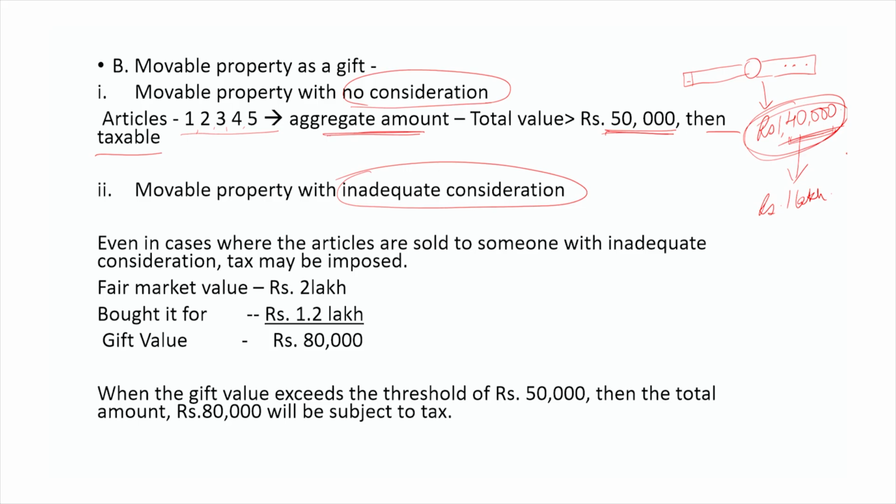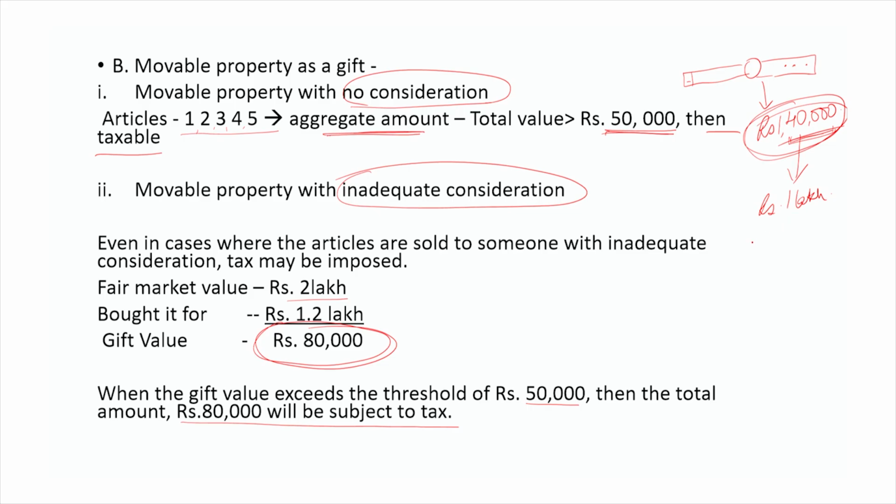So even in cases where articles are sold to someone with inadequate consideration, tax may be imposed. So for that, we find out the fair market value. Let's say, for example, the fair market value of a particular article is 2 lakh rupees. Then we check how much you actually paid for it, right? So let's say you have paid 1.2 lakh for it. And now the gift value stands at 80,000. So when the gift value exceeds the threshold of 50,000, then the total amount of 80,000 will be subject to tax.